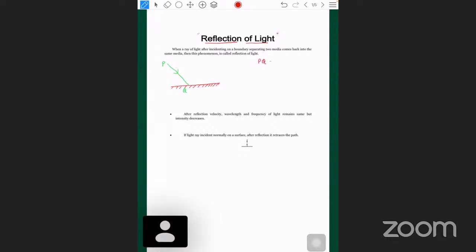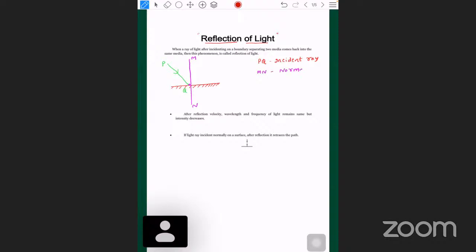What is that PQ called? Incident ray. Very good. Now, whenever the ray of light is incident at the point Q, you can drop a perpendicular line, students, at the point Q. I'll call that MN. This MN is called the normal.